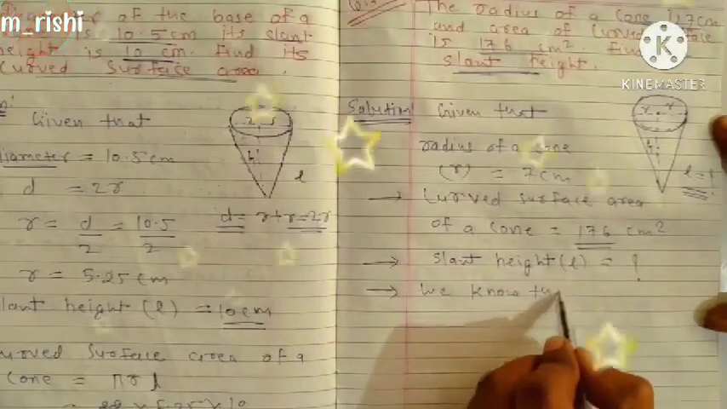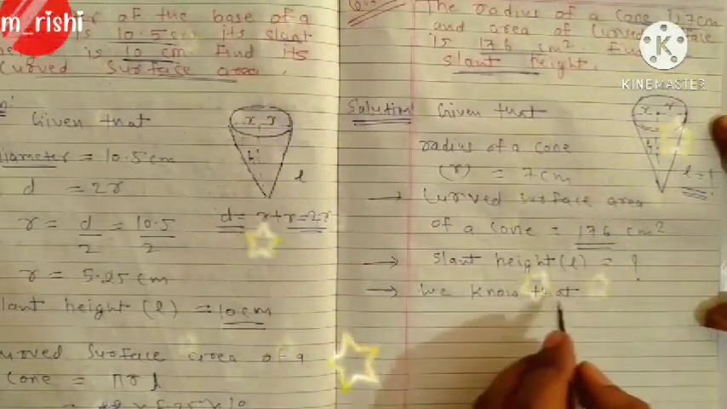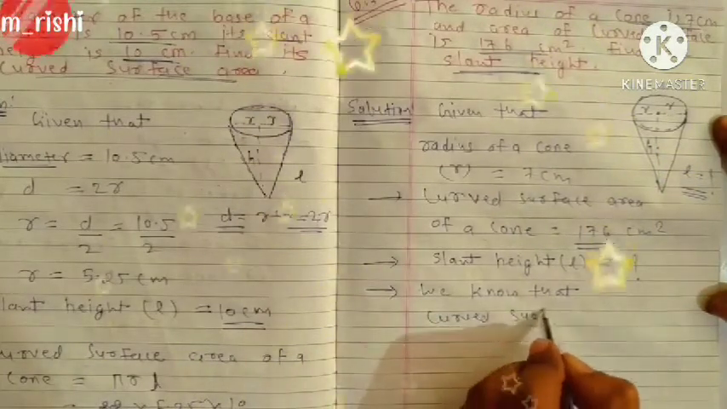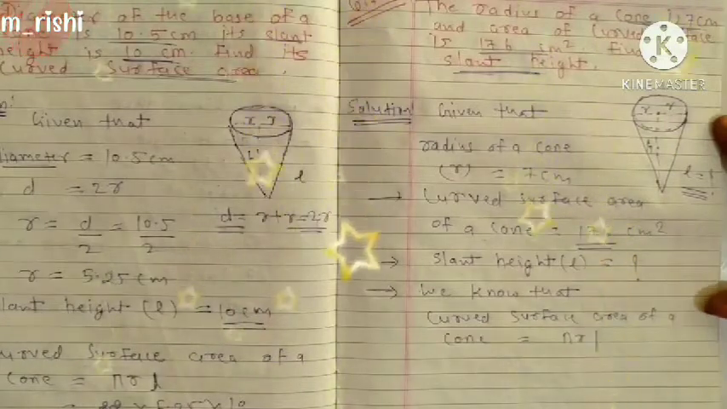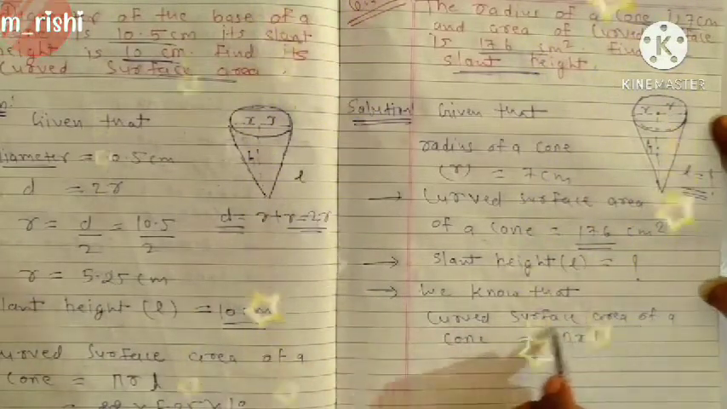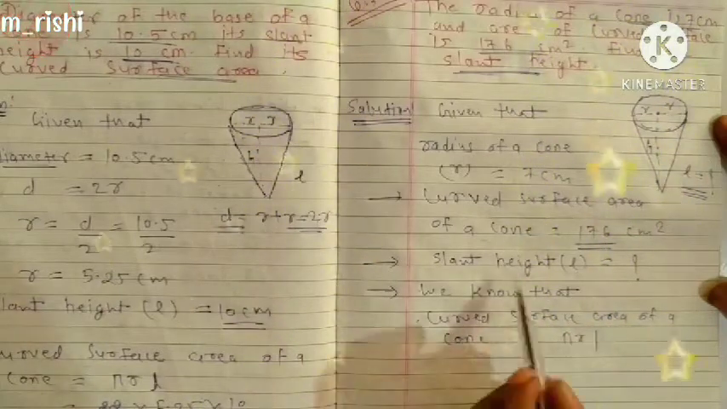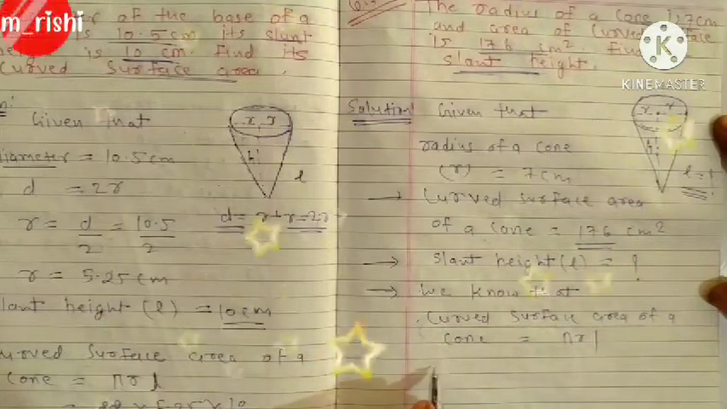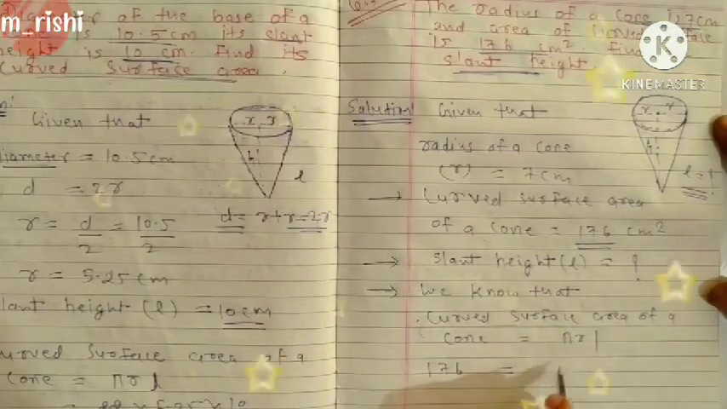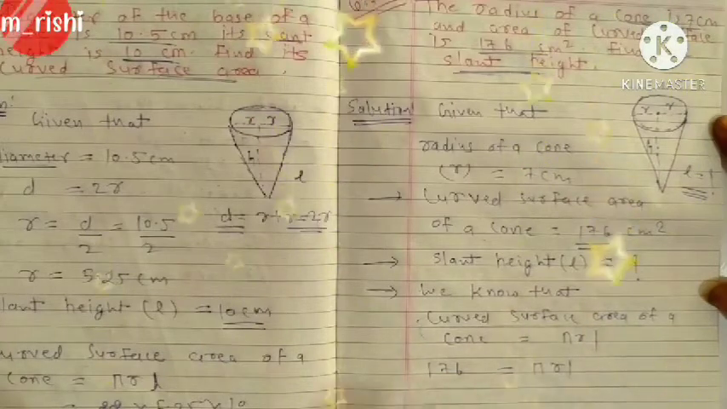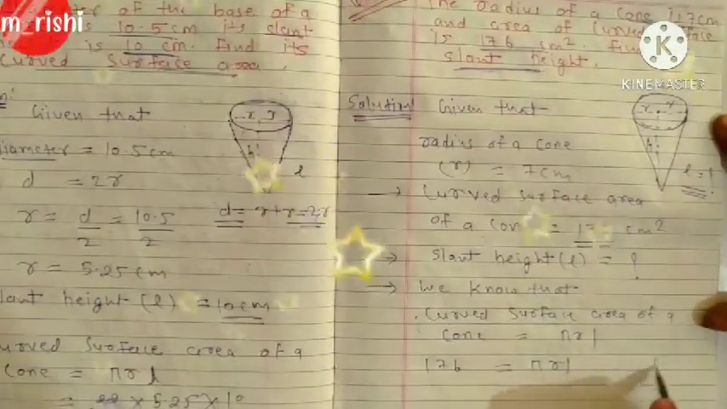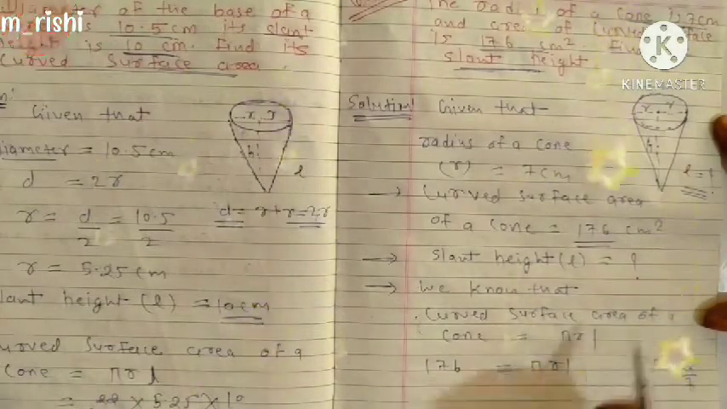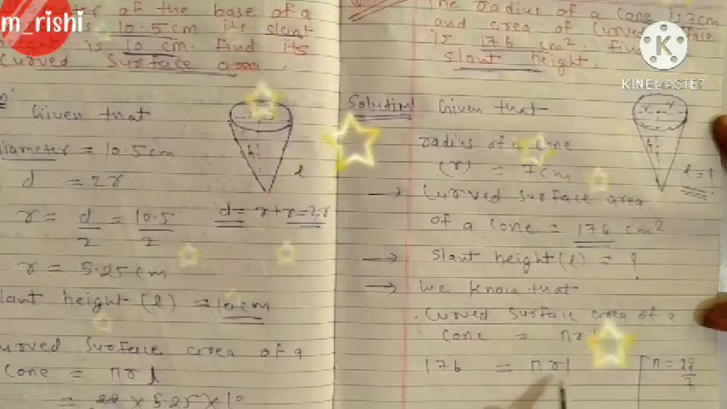We know that curved surface area of a cone equal to pi r l. This is equal to 176 centimeter square. So put the value of curved surface area of a cone, 176 equal to pi r l. So what is the value of pi? 22 divided by 7. So we can find small l easily.